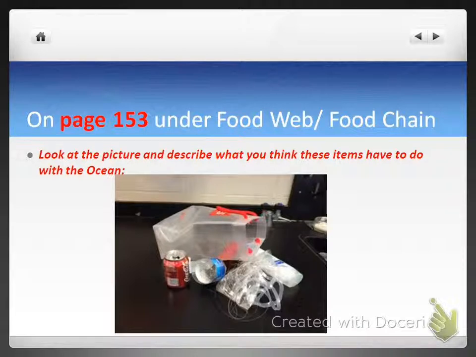Thinking about life in the ocean, there are some problems that life in the ocean is facing, and one of them has to do with this picture. So I want you to take a moment and in your notebook, right under the food web food chain diagram, I want you to write what you think these items have to do with the ocean. And we'll pause for a moment to give you about a minute to look at the plastic bag, the bottle, the six-pack rings, the plastic bag, the shampoo bottle, the water bottle, and some fishing line and a hook, and see what you think they have to do.